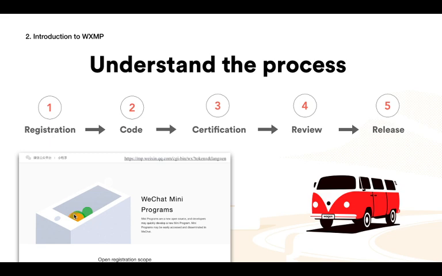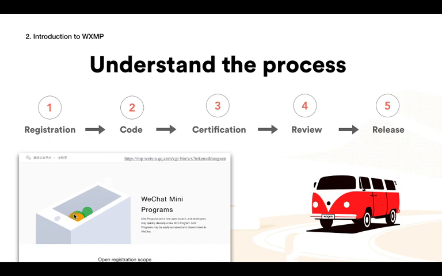So they want to make sure that you as a user are being responsible with what you're putting into the market. All right, and then finally, you have review and release. Review is where I submit my code to Tencent, who will look over my mini program and make sure everything is up to standard. If they pass that review, then I can finally release it to the market. So there's a process that you have to go through in order to build a mini program and publish it to the market.